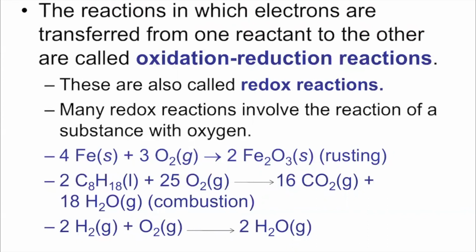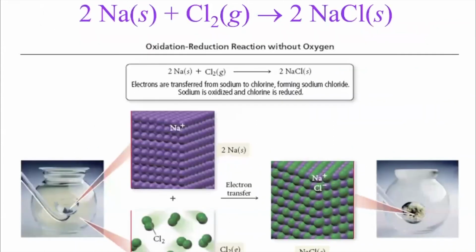Notice that sometimes you're going to have to calculate that charge. You're going to have a little bit of math to do it. Most oxidation reactions, not all of them, involve oxygen as a reactant. Here, notice that we have sodium, which is 0 because it doesn't carry anything. Chlorine is 0. And here it went to Na+ and Cl-. So sodium went from 0 to plus.